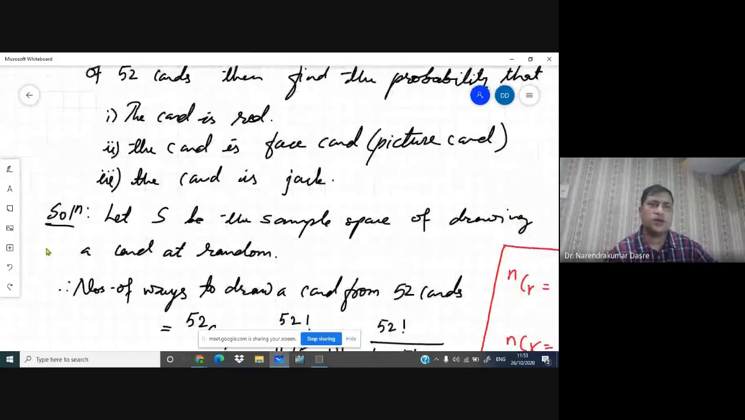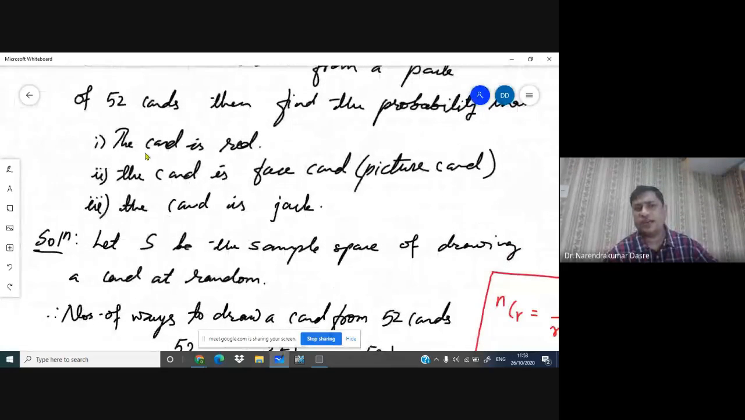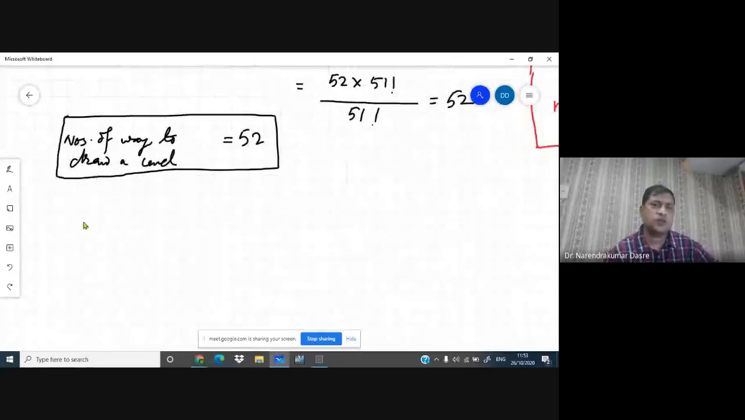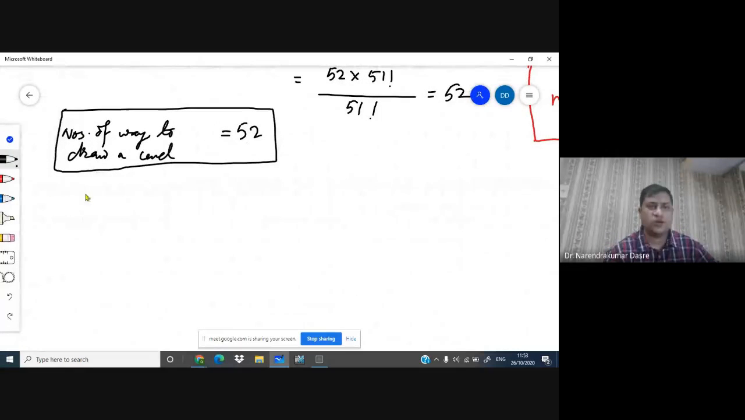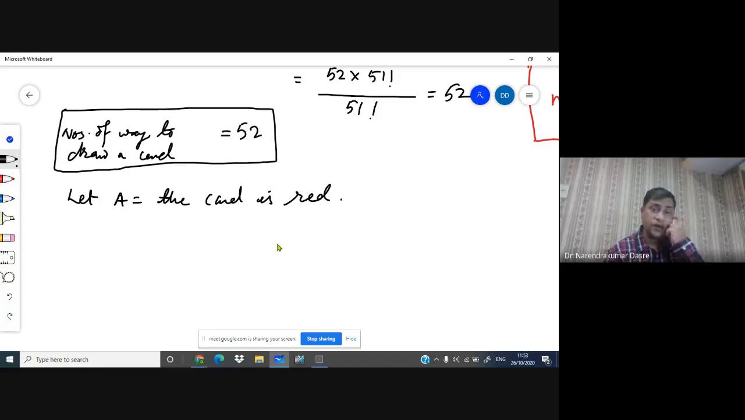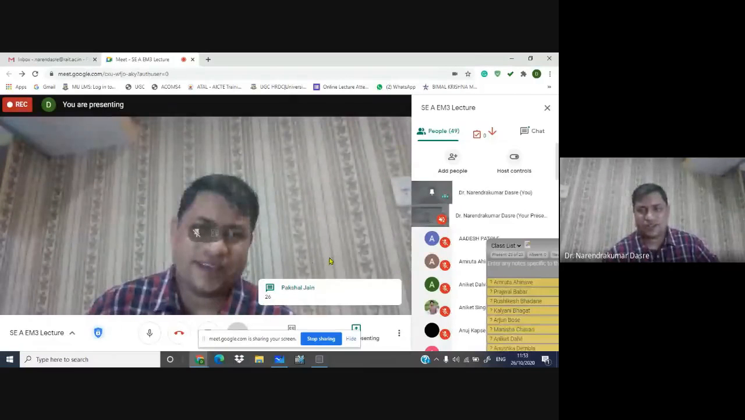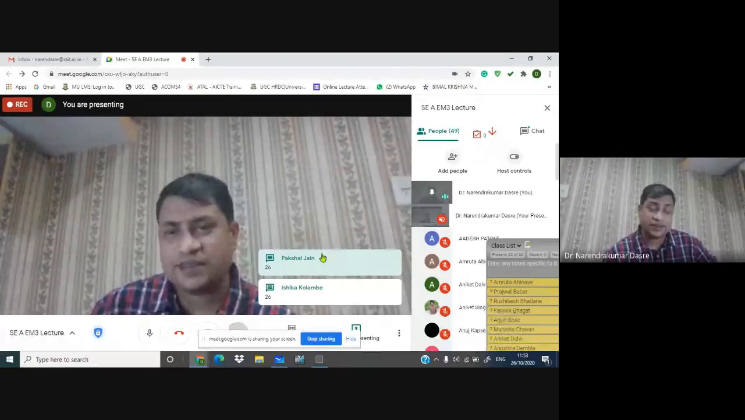Okay, so see the event. The first event is that the card is red. Let A be the event that the card is red. Now tell me, how many red cards are there? Yes, there are 26 red cards.